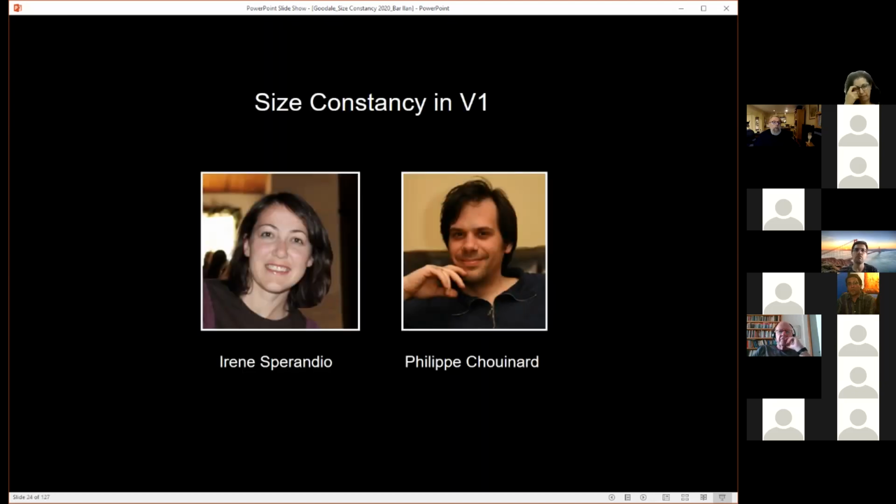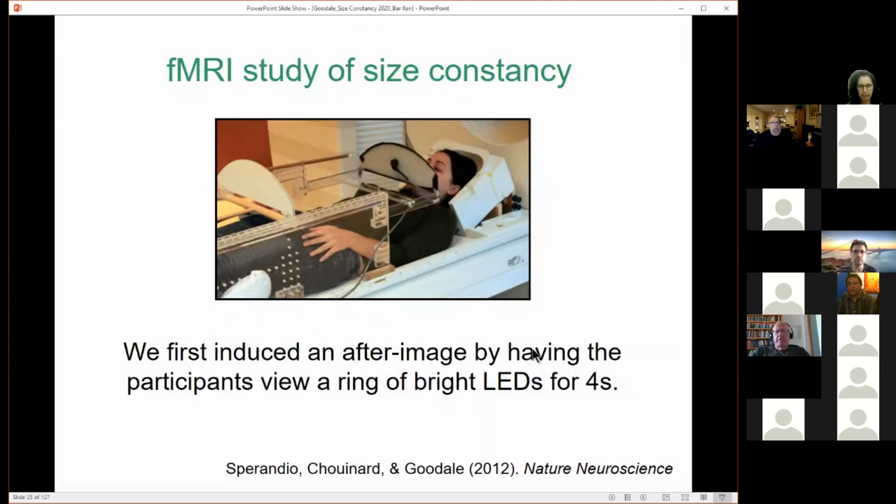So this is work that was led by René Sparandillo and Philippe Chouinard. René is now at University of Trento, and Philippe is at La Trobe University in Australia. They were both postdocs in my lab. And so what we did, as I suggested, was we had people in the magnet. We had these little screens that would flip down.